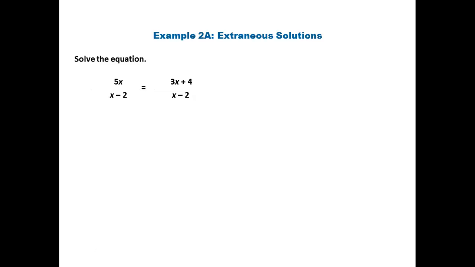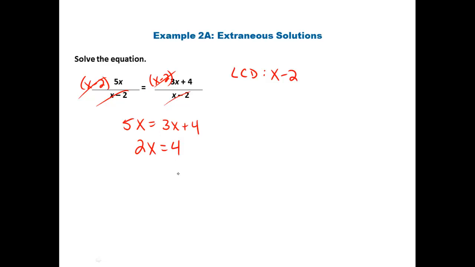Okay, here's our next problem. First thing we need to do, again, find the LCD. And in this case, it's x minus 2. So we're going to multiply each term by x minus 2. And very nicely they cross out. So we get 5x equals 3x plus 4. Linear again, so let's just subtract the 3x. We get 2x equals 4. Divide by 2, and x equals 2.